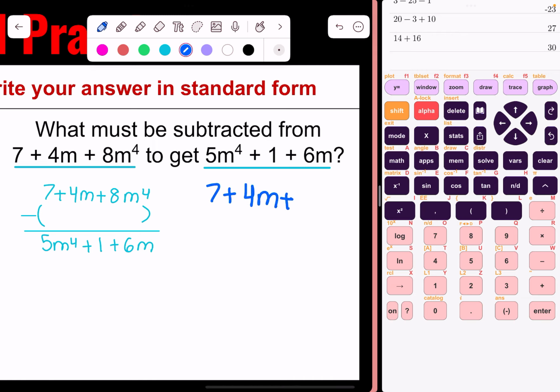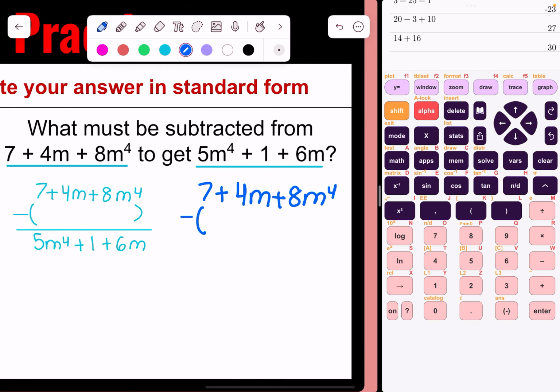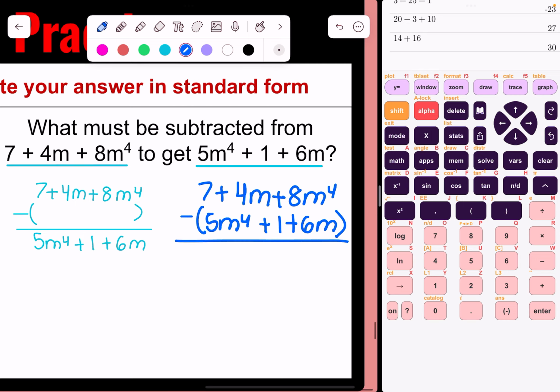7 plus 4m plus 8m to the fourth minus the 5m to the fourth plus 1 plus 6m. All right. The first one could stay the same. 7 plus 4m plus 8m to the fourth. And now let's distribute the negative. Negative times 5m to the fourth is negative 5m to the fourth. Negative times 1 is negative 1. And negative times 6m is negative 6m.